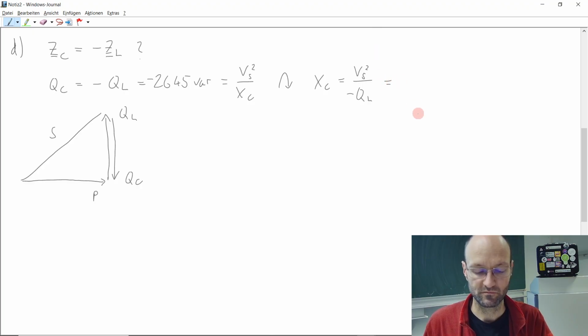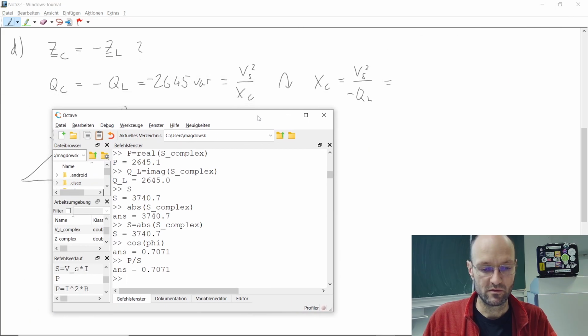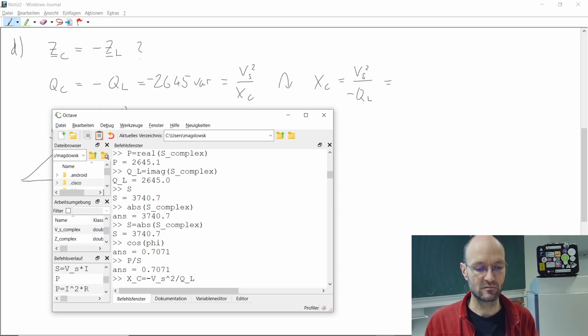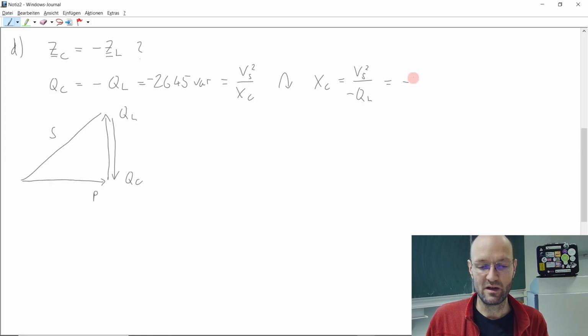Okay, so I can calculate this. The Xc, the reactance of the capacitor that we need to have in our circuit here, is V source squared. And no complex phasor, just the RMS value, and then divided by, I will put the minus in the front, divided by QL. If I enter, I get some result, and the result should of course be negative. Okay, I will write down minus 20.